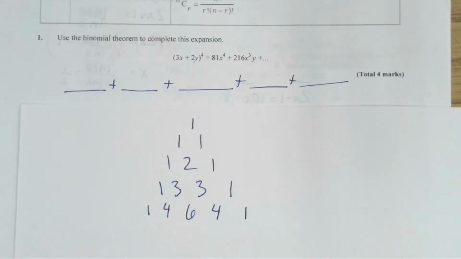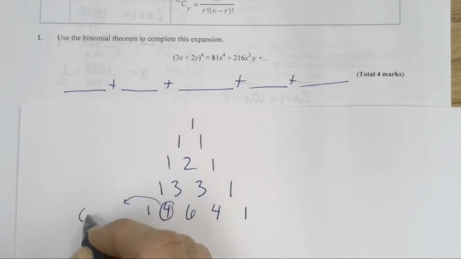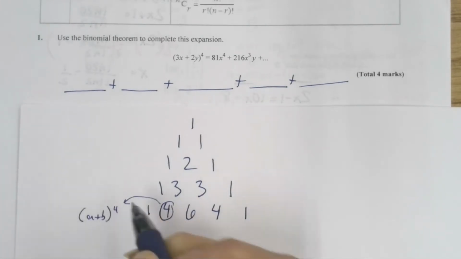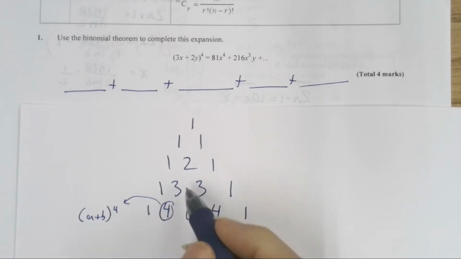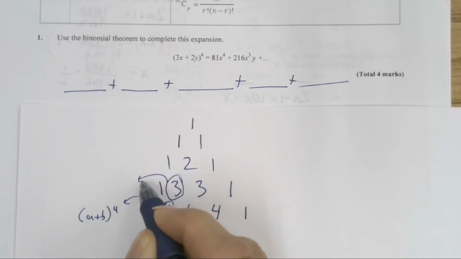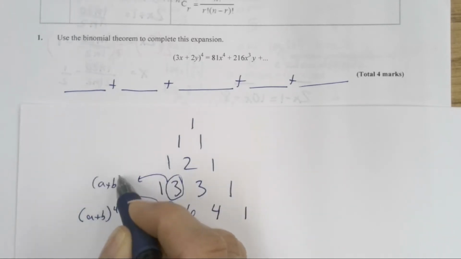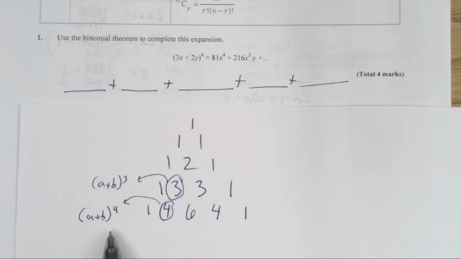So how far out do you need to go? The second number in actually tells you what it is an expansion of. So this is an expansion of a 4th power. Second number in, that's a 3. This is an expansion of a plus b to the 3. If you needed an expansion of a plus b to the 5th, you would actually create one more row. So that is one way that you could generate your numbers.